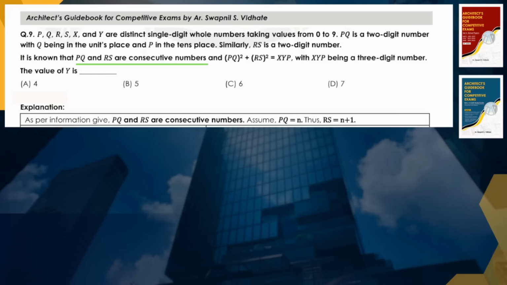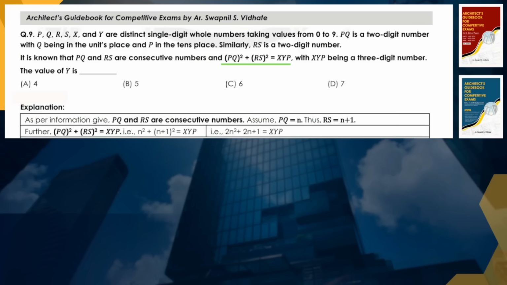So first condition, as per the information given, PQ and RS are consecutive numbers. So we just assume that PQ equal to N. So automatically RS will be N plus 1, right? Further, what they have mentioned, PQ square plus RS square is equal to XYP, right? So PQ square plus RS square, as we have assumed PQ equal to N and RS equal to N plus 1, will be N square plus (N plus 1) square. The value will be equal to XYP. That means if we solve the bracket, 2N square plus 2N plus 1 will be equal to XYP, right?